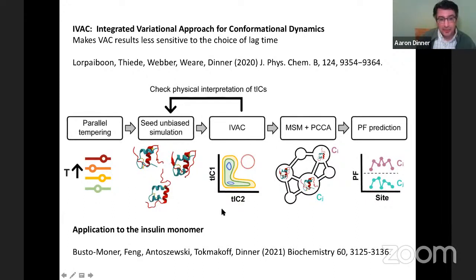And then in this picture and this lower reference, we've taken that integrated approach, IVAC, and applied it to understand the structural ensemble of the insulin monomer in collaboration with Andrei Tokmakov, and that's allowed us then to interpret some hydrogen exchange protection factor data from Mike Weiss, which had some difficult to interpret features. So if you're using these methods like TICA, VAMPnets, or VAC, then I would encourage you to check this out.